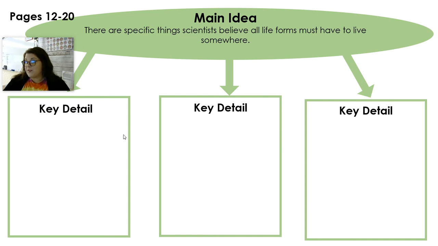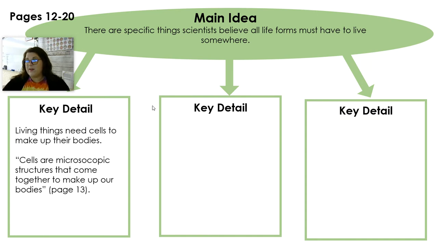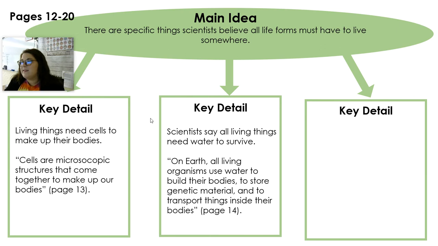So what were some of those things? Well, living things need cells to make up their bodies. That was in the very beginning on page 13. A quote from the text: cells are microscopic structures that come together to make up our bodies. That supports it.